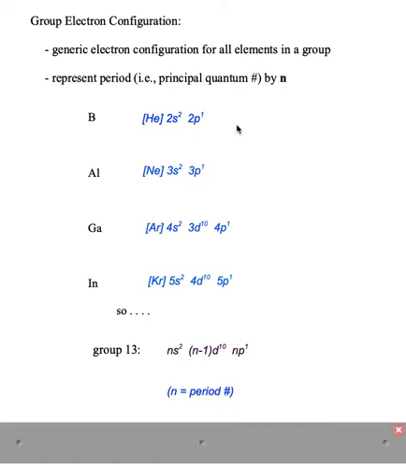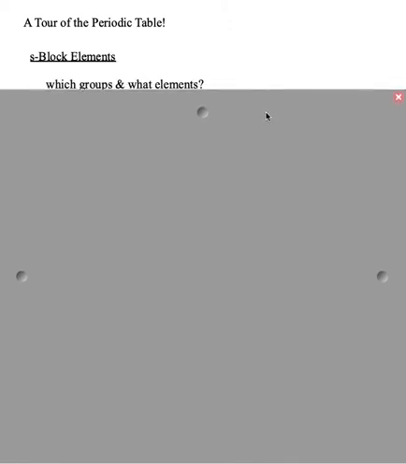Do you see how each of these electron configurations for the group 13 elements in periods 2, 3, 4, and 5 all have 2 electrons in the S sublevel, if there's a D sublevel, it's completely filled, and 1 electron in a P sublevel. So you should be able to write the group electron configuration for any group on the periodic table. So now let's finish up by taking a quick tour of the periodic table. We're going to go block by block and talk about some general characteristics of these elements. S block elements.